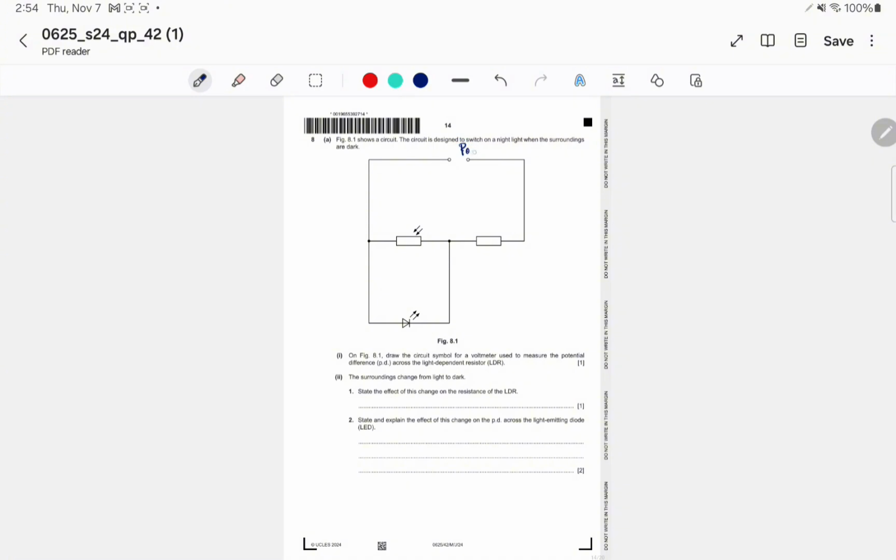Here is the power supply. This is the fixed resistor. This is the LDR. This is the LED. What else do we have to do? We have to fix the voltmeter now. The voltmeter will always be on the opposite side of the LDR, so I make it here on the opposite side. This is the voltmeter indicated with the symbol. This is the diagram. The first question we have finished.